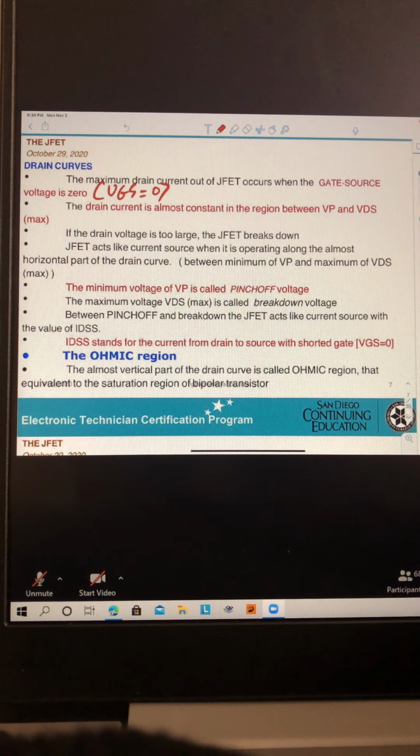Okay? Second thing, the drain current is almost constant in the region between VP and VDS max. What is VP? Pinch-off voltage. Right. That means you must have it memorized. Pinch-off voltage. Okay? If the drain voltage is too large, the FET will break down.